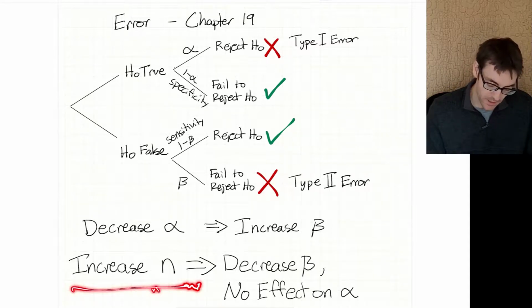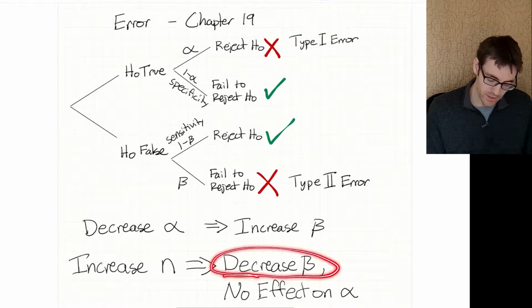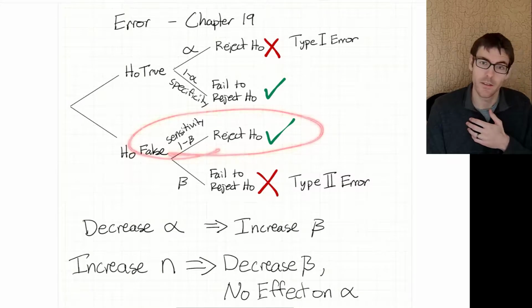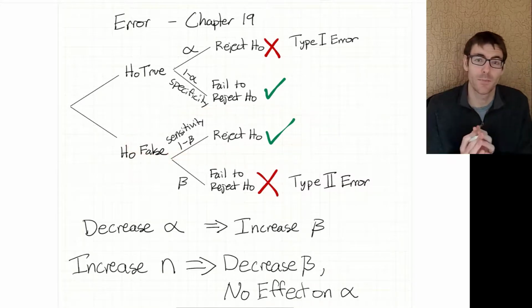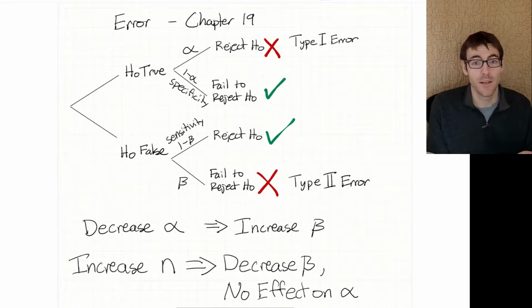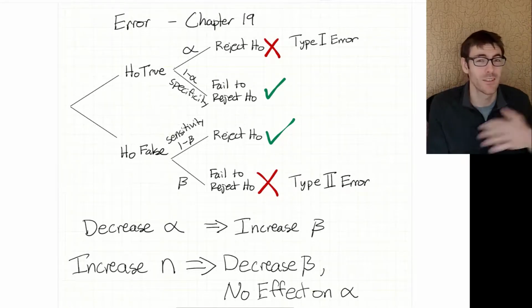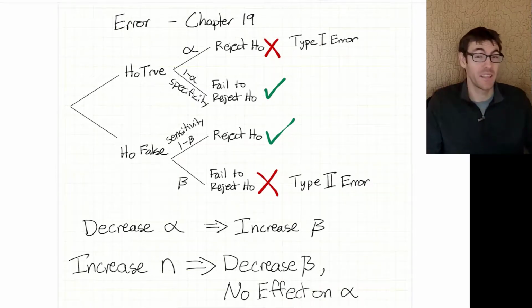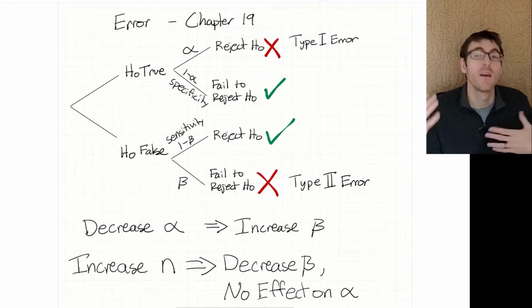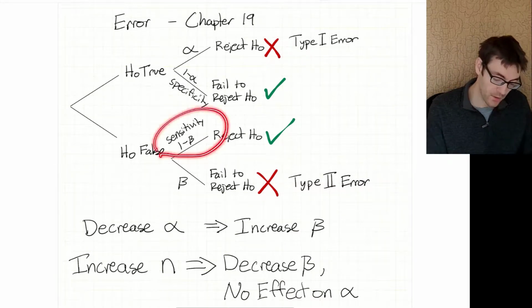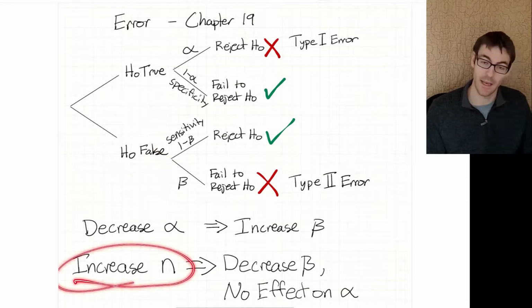If we increase our sample size, this is going to decrease our beta. This is going to increase our sensitivity. It's very difficult to distinguish between a coin that comes up heads 50% of the time and a coin that comes up heads 51% of the time. If we only flip 100 coins, there's a lot of overlap there. However, if we flip 1,000,000 or 1,000,000,000 or 1,000,000,000,000 coins, we might be able to start to distinguish between the two. We are increasing our sensitivity by increasing n.